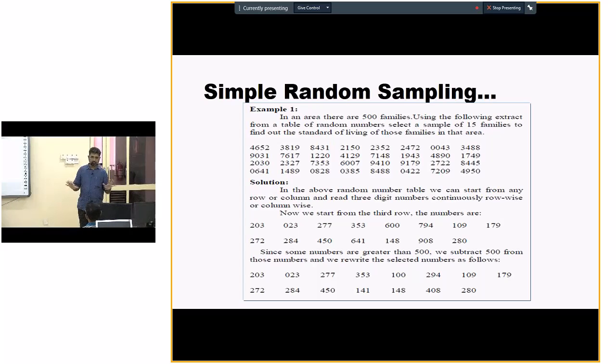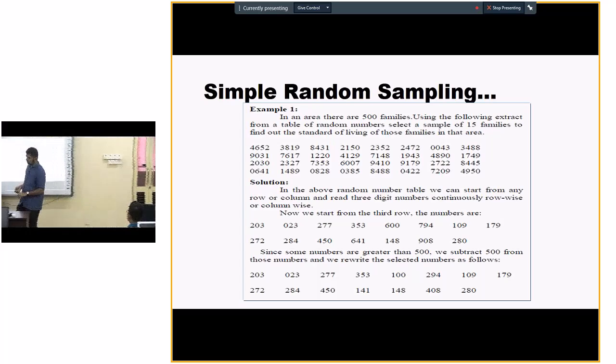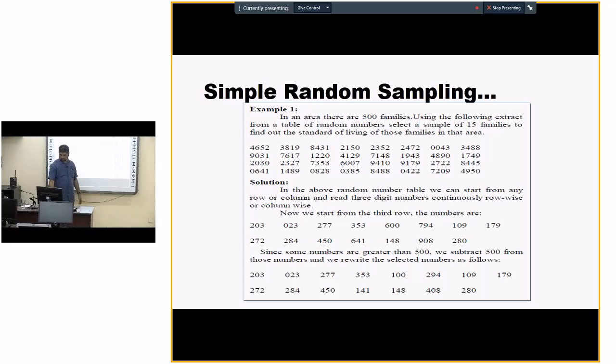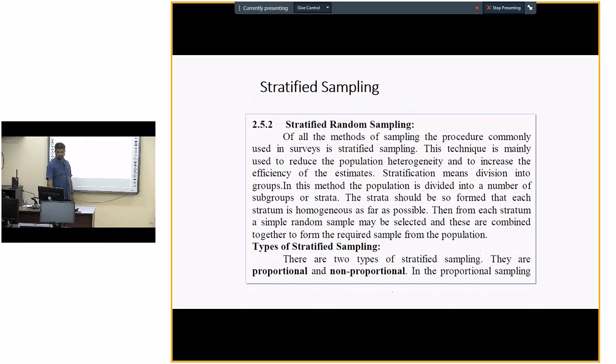Is it clear? Right? It is very important for selecting. Otherwise, some people use the term 'randomly I selected', but they don't know how to select them, right?